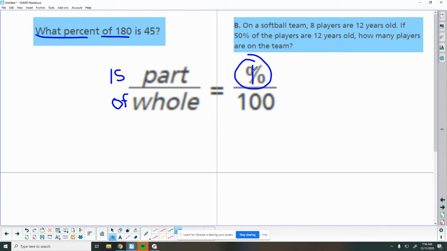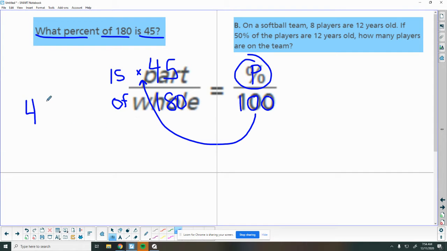So we're looking for the percent. What percent? Remember, percent is always over 100. Of 180. So here's 180. That's our whole thing. Is 45. So if I have 45 out of 180, what percent is that out of 100? So we can move 100 to the other side by doing the opposite of divide, which is to multiply. So 45 times 100 is 4500, with two zeros here. And then we're going to take that and we're going to divide by 180.